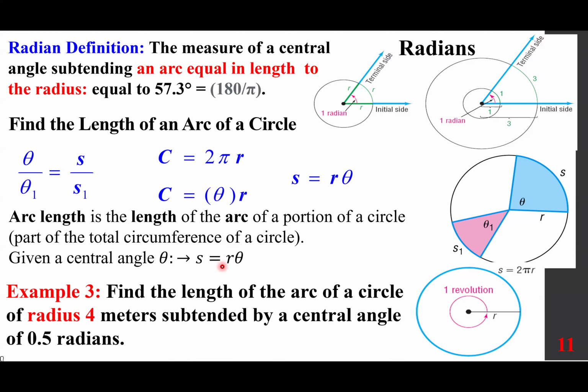So having said that, as an example, we want to find the length of the arc of a circle of radius 4 subtended by a central angle of 0.5 radians. It's important to make sure the central angle must be in radians. So S equals R theta. What is R in this example? 4. What is theta? 0.5 radians. So 4 times 0.5, which makes it 2. And because this radius has the units in meters, the answer is the same unit, in meters.